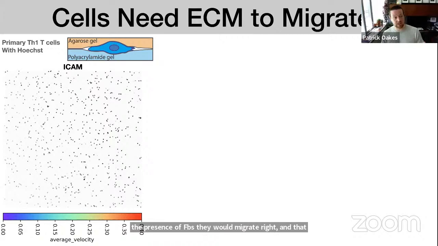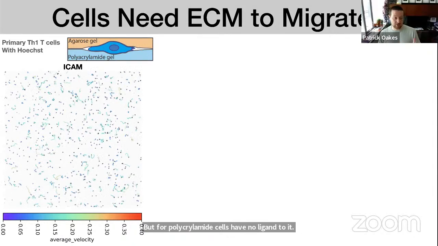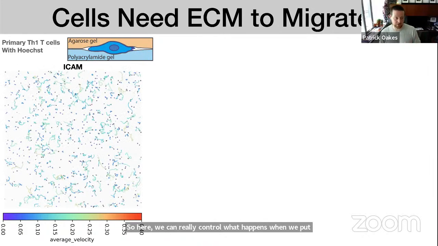And so here, the nice thing about the polyacrylamide gel is that it's actually a perfect passivated surface. Whenever we try to passivate glass, you never do it perfectly. You always leave a little bit of space behind where things can stick down and do other stuff. But for polyacrylamide, cells have no ligand to it, right? So here we can really control what happens when we put a ligand on the surface. And so here we have ICAM on the left, and these are color-coded velocities, so you can get an idea of how well they're migrating.